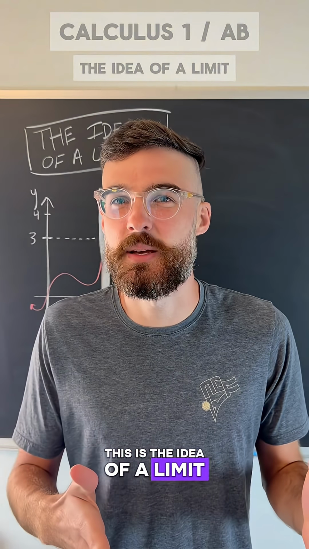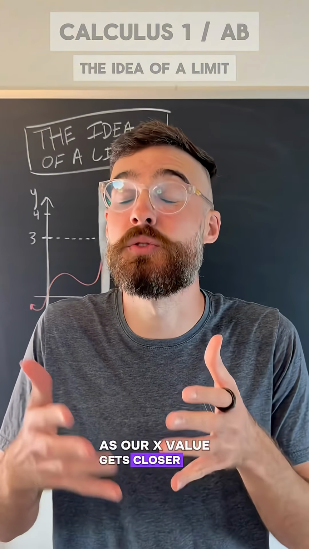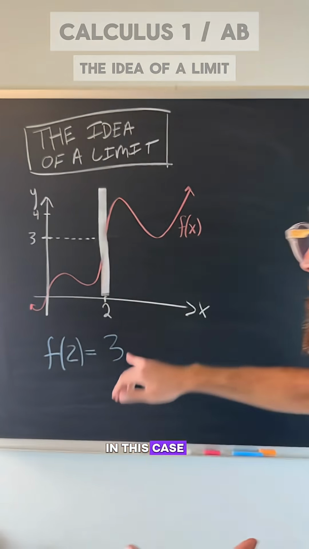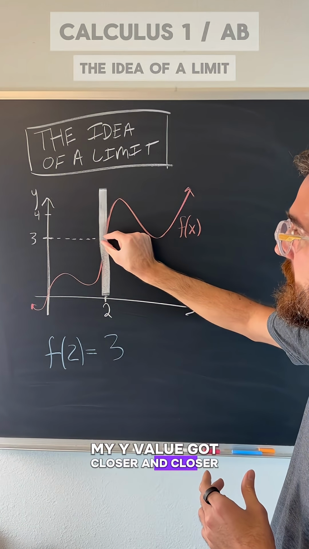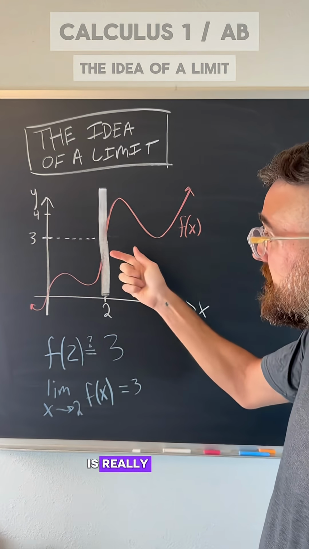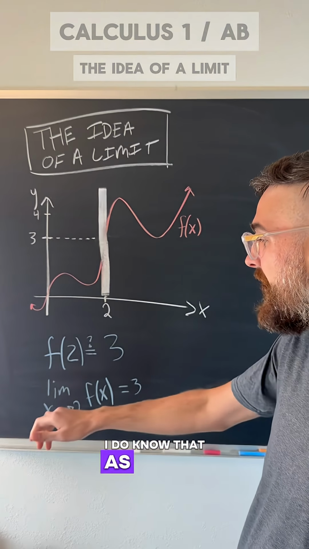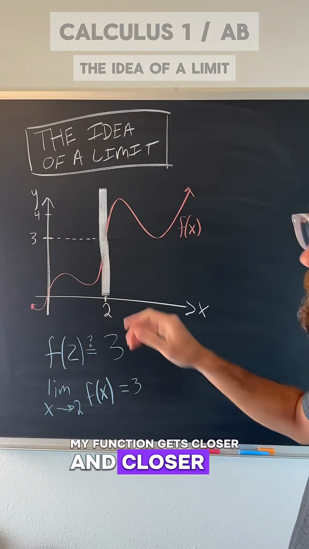This is the idea of a limit. It tells us the y value we get closer and closer to as our x value gets closer and closer to a number. In this case, as I get closer and closer to x equals 2, my y value got closer and closer to y equals 3. Now, while I don't know if f of 2 is really equal to 3, I do know that as x gets closer and closer to 2, my function gets closer and closer to a value of 3.